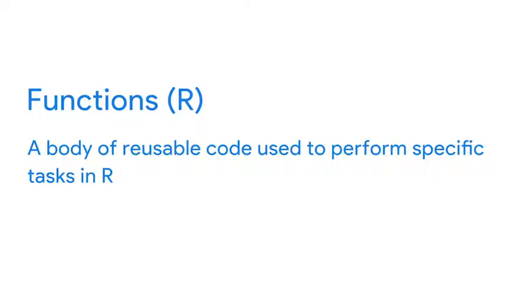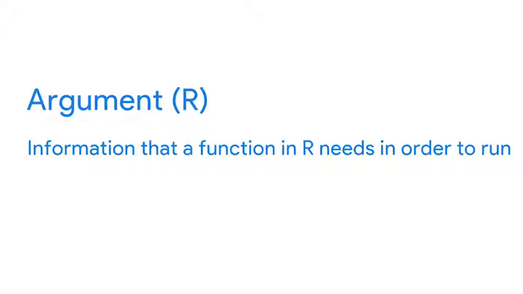As a quick refresher, functions are a body of reusable code used to perform specific tasks in R. Functions begin with function names like print or paste, and are usually followed by one or more arguments in parentheses. An argument is information that a function in R needs in order to run. Here's a simple function in action.